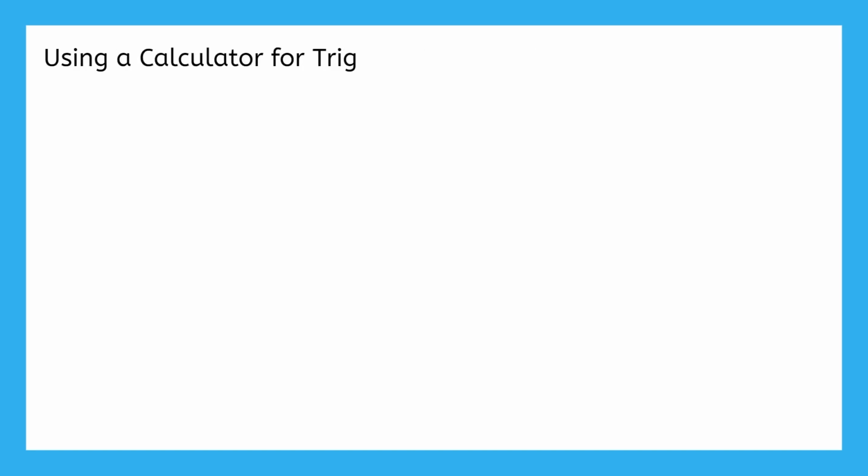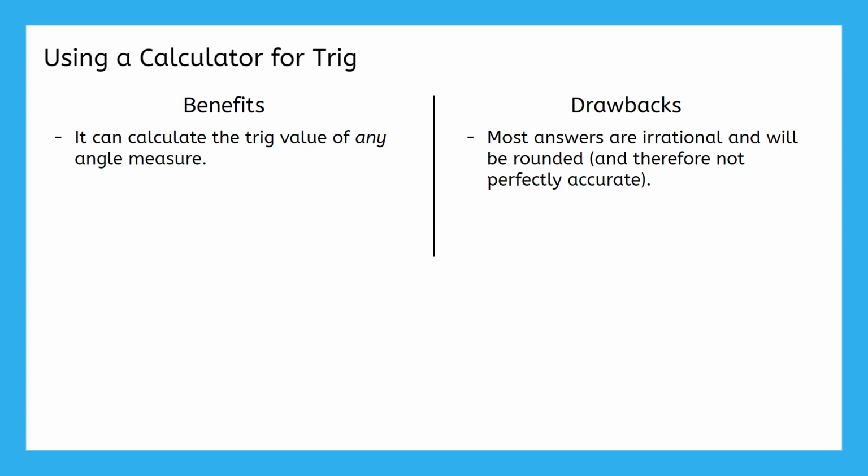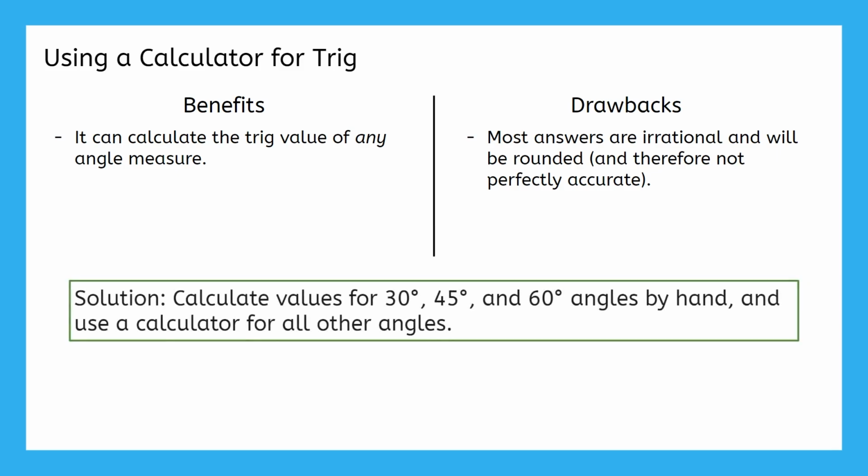As you can see, using a calculator for trig calculations has benefits and drawbacks. The biggest benefit is that it allows you to find trig values for angles that aren't in special right triangles. But the biggest drawback is that most answers are irrational and are not exact. In math, it's important for your answers to be as exact as possible. The solution is to find the trig ratios for 30 degrees, 45 degrees, and 60 degrees by hand, using the special right triangle ratios, since we have the ability to do this without a calculator. Then, for any other angle that we can't do by hand, use your calculator.